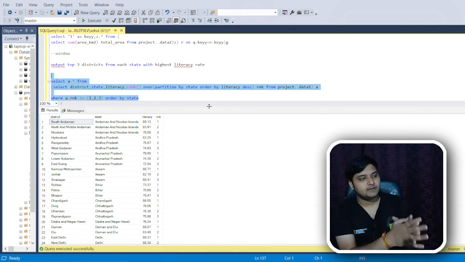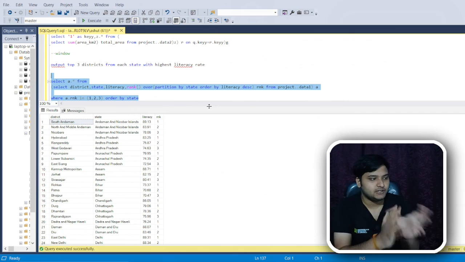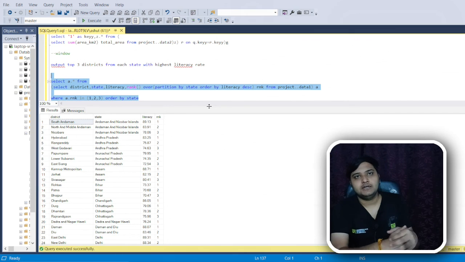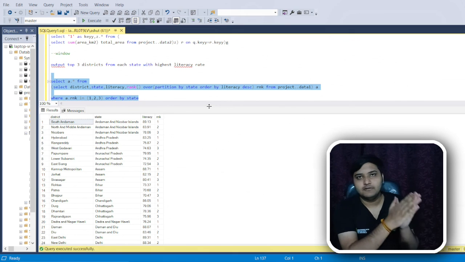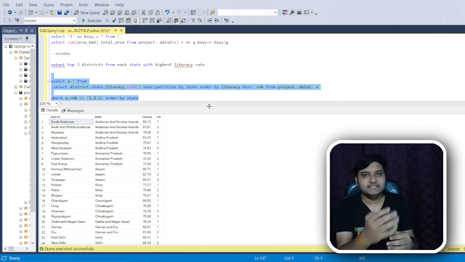So all the states with the top 3 districts having the highest literacy rate, we are getting this data. Now if I was a data analyst working for the government, I would use this data and get the bottom 3 districts with the lowest literacy ratio, and I would implement some kind of program that would help them to increase the literacy rate of these districts. So I would get high-level data like, okay, these 3 districts have the lowest literacy ratio.